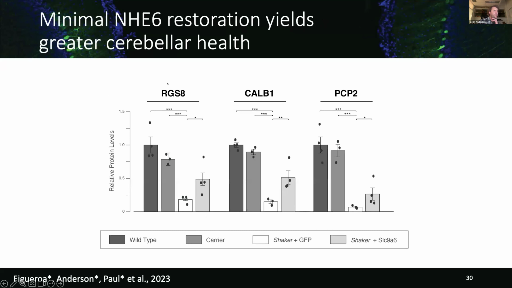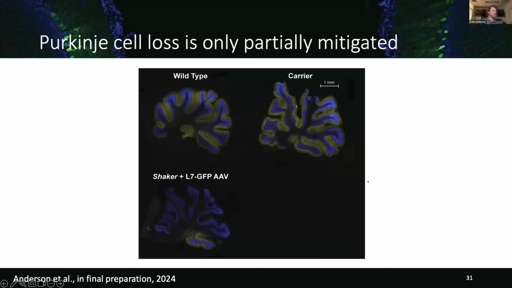What was interesting is that minimal NHE6 restoration yielded significantly greater benefits in terms of cerebellar health markers. So RGS8, calbindin, PCP2, probably things that most of the audience are familiar with. With just that 10% NHE6, we get significantly better outcomes here. What was interesting to see here is that the Purkinje cell loss is only partially mitigated. I think this is a pretty representative example that I'll show down here.